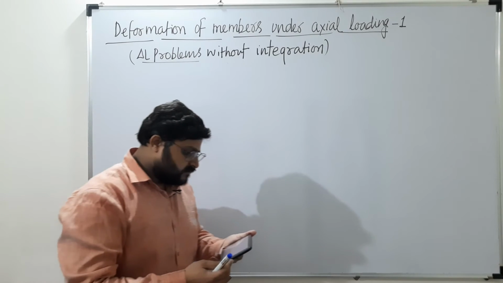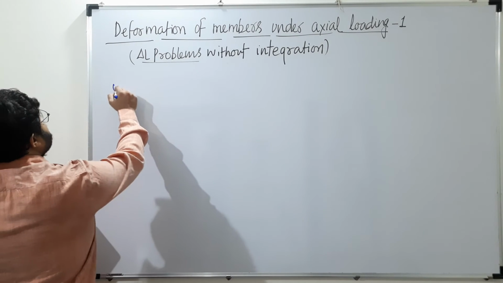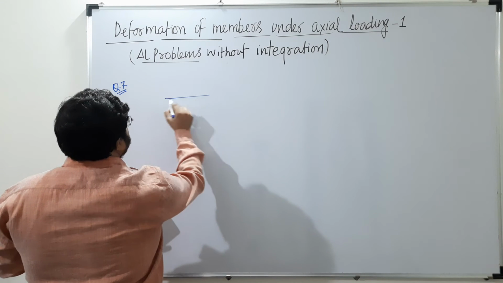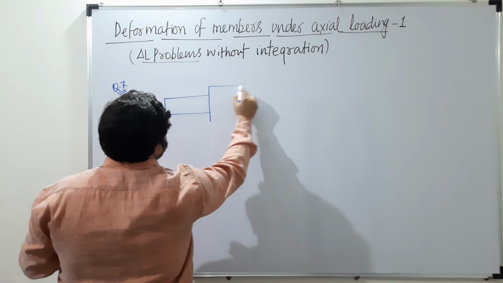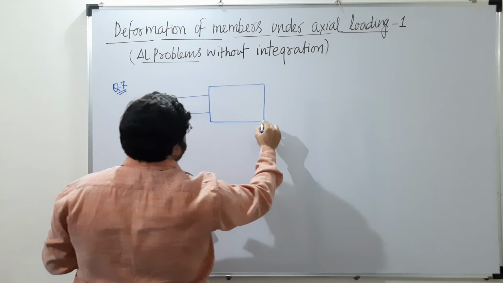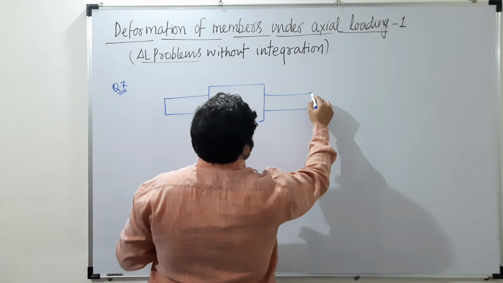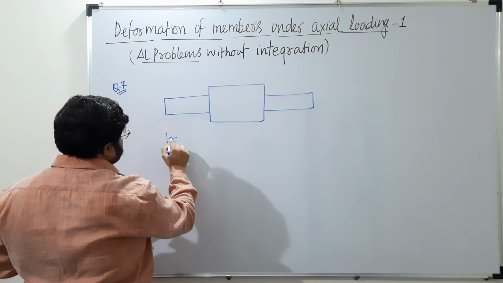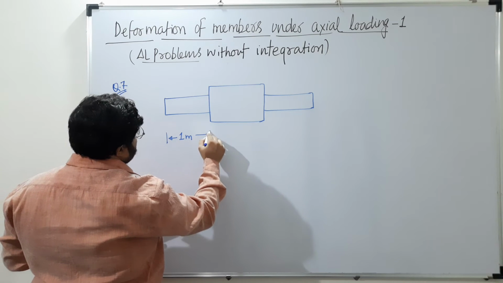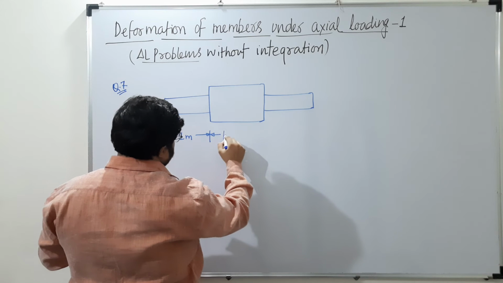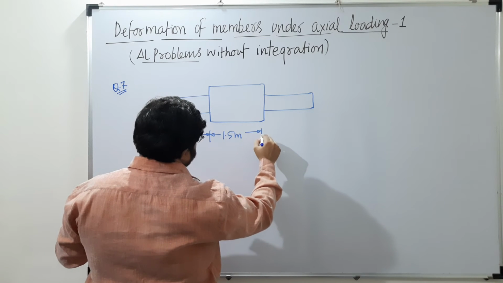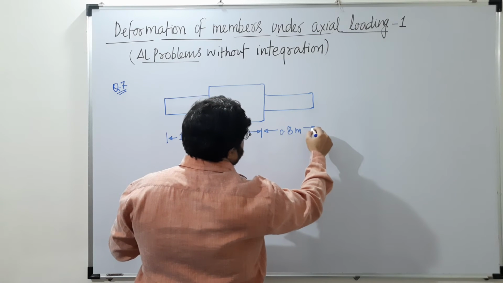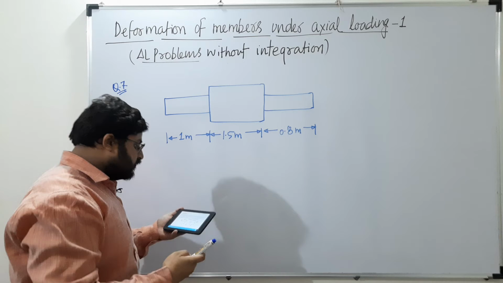Now let us take question 7. So in this question 7, we have been given 3 bars. Like this. Length is given as, this is 1 meter. This is 1.5 meter. And this is 0.8 meter. So this is the length given to us.